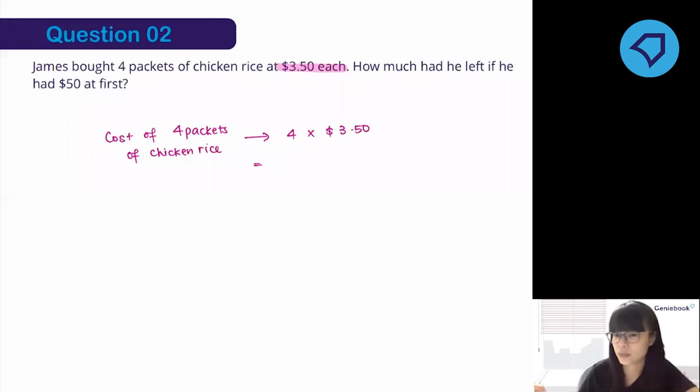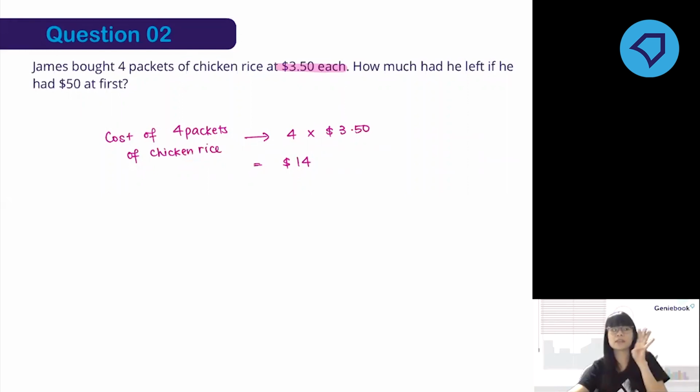What is 4 times $3.50? I don't want the final answer just yet. I just want to know what is the cost of 4 packets of chicken rice. $14. Yes, you get $14. Anybody need help? Anybody can get $14? All good? Okay, all right.